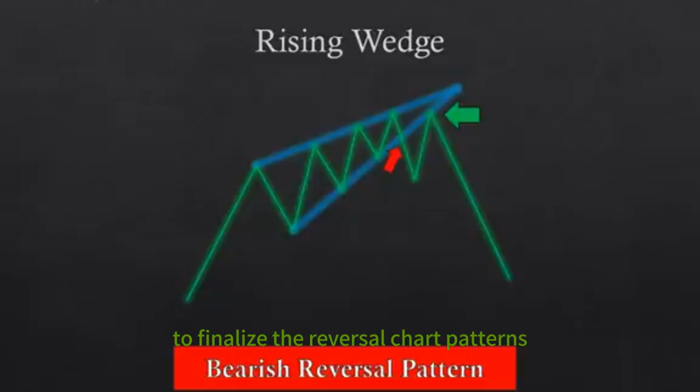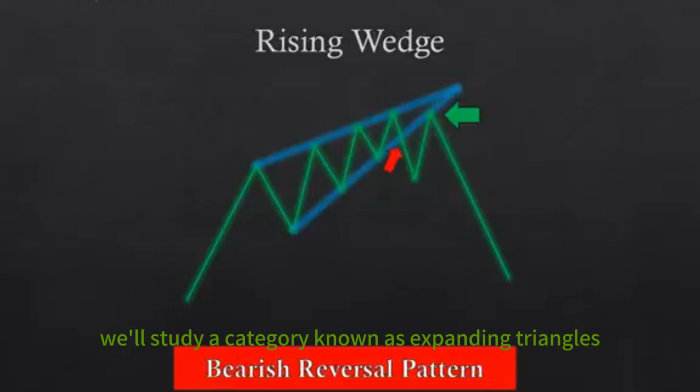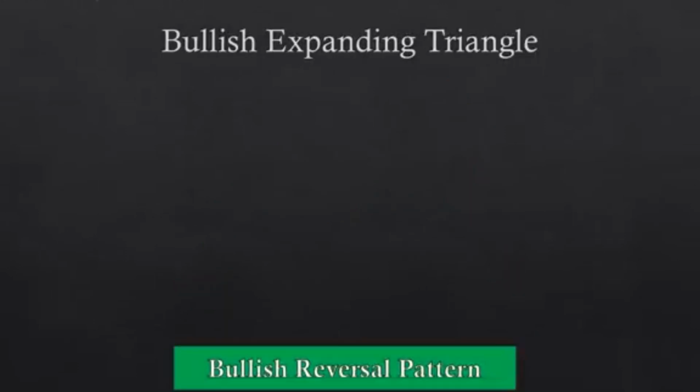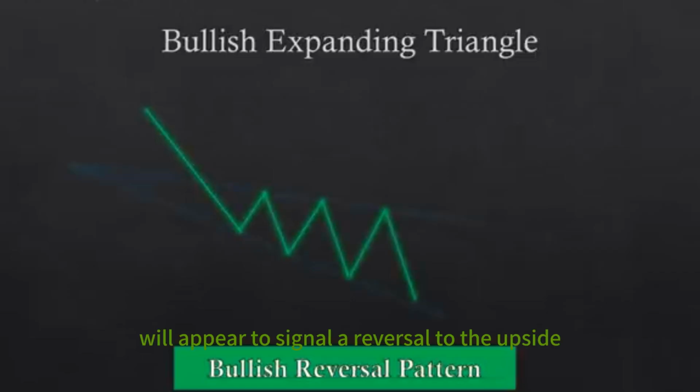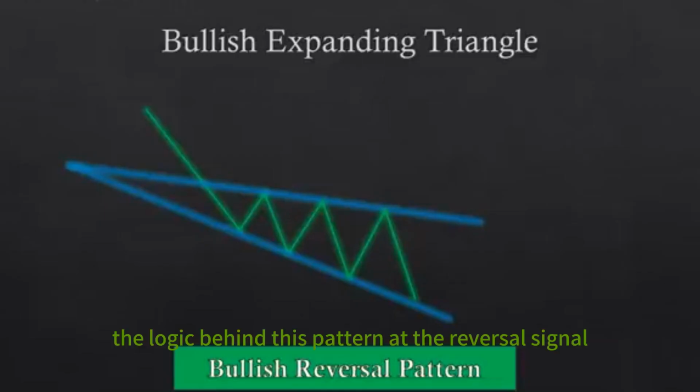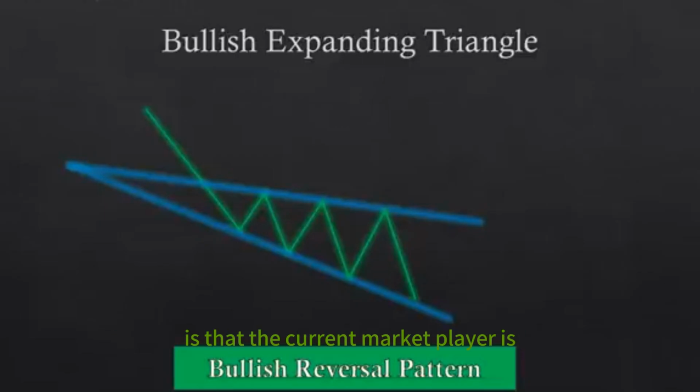To finalize the reversal chart balance, we'll study a category known as expanding triangles. The bullish expanding triangle is a bullish reversal pattern, meaning that price will be going down, and then the expanding triangle will appear to signal a reversal to the upside. The chart pattern received its name because it describes a series of expanding price movements with a progressive increase in volatility. The logic behind this pattern as a reversal signal is that the current market player is finalizing the trend by producing pronounced final drags.